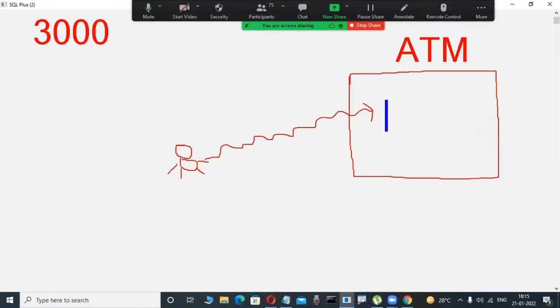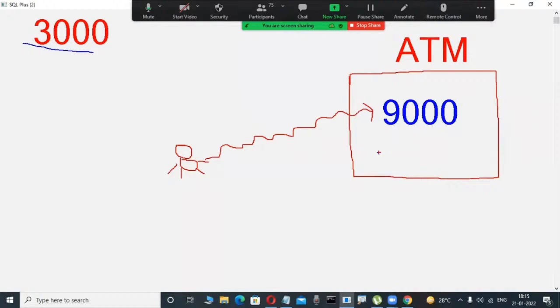Whenever I insert the ATM card and enter the amount, it will be asking. In that case, maybe I mentally decided to withdraw 9,000 rupees. Now as I try to withdraw 9,000 rupees, will I get 9,000 rupees? No. Here my balance is 3,000, so how can I get it? Okay, 9,000 rupees is impossible.